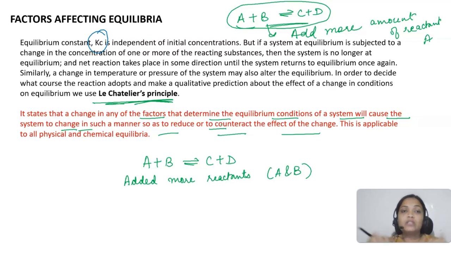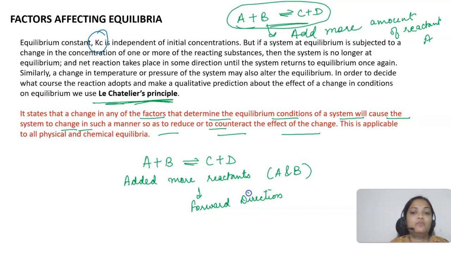Now what was the change that I did? I added more reactants. So the system will act or change in such a manner that this change gets reversed, meaning it will try to reduce the concentration of reactants. I have added more reactants, so the system will act opposite to it. It will want to reduce the concentration of reactants so that equilibrium comes back. Now how will the concentration of reactants reduce? When they react and form products, right? So in that way the reaction will move in the forward direction. Try to understand this. The reaction will move in the forward direction.